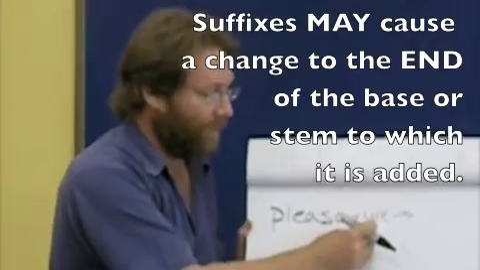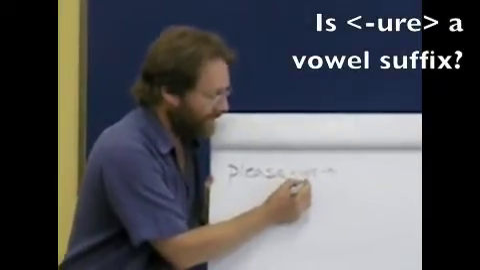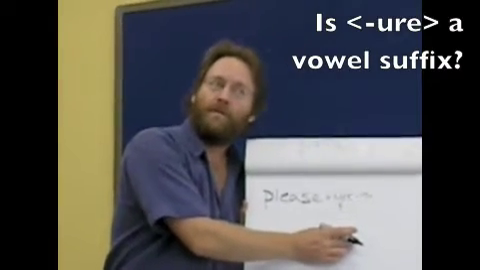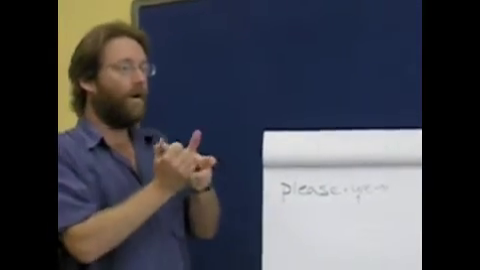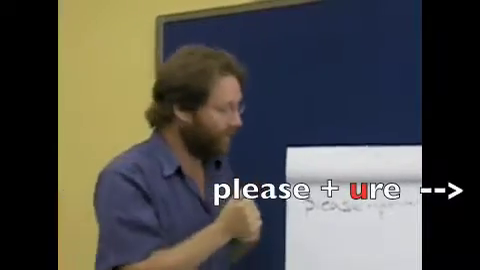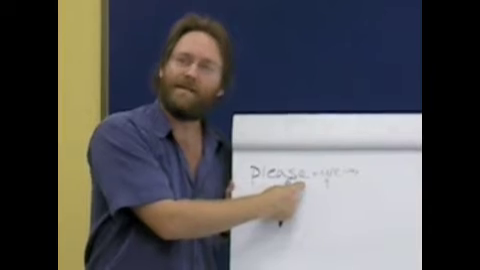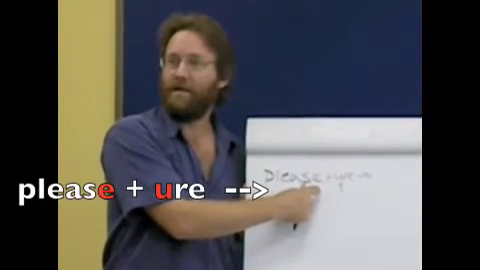Now, the questions that we're going to learn to ask: is this a vowel suffix? Is U-R-E a vowel suffix? How do you know? A-E-I-O-U, and sometimes Y. U is a vowel. So I look over here at the end of the base or stem. Is this the kind of base or stem that might have change? Yeah. It has a single silent E.